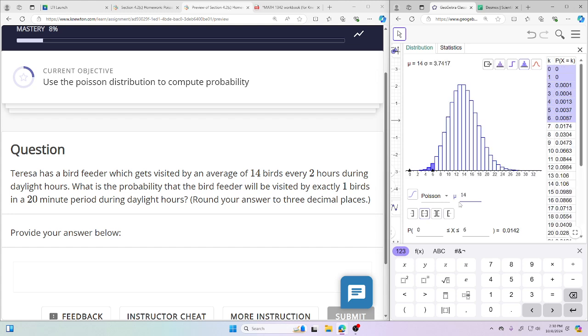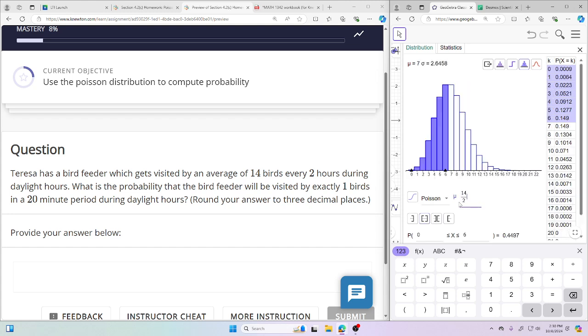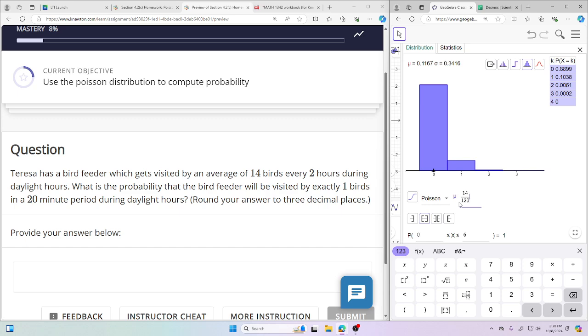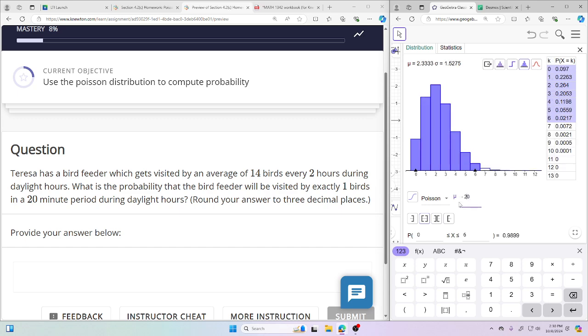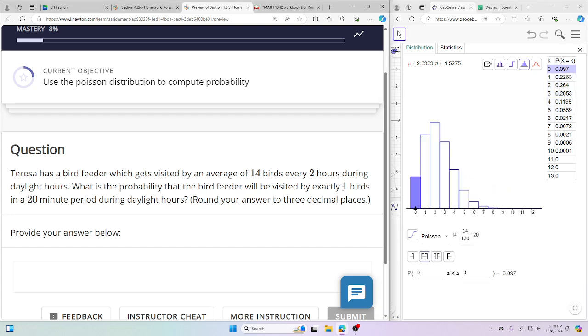So, we got 14 birds every 2 hours. Actually, that would be 120 minutes because I'm only focused on 20 minutes. See how that kind of formulaic style works, right? So it says, what's the probability of exactly 1 birds? Did you see that? Look at that. Is that good grammar?